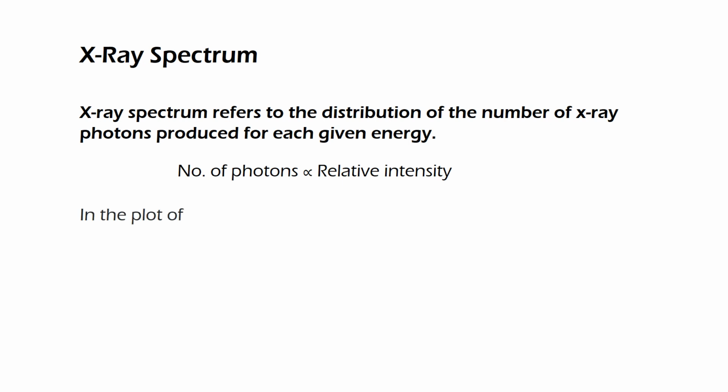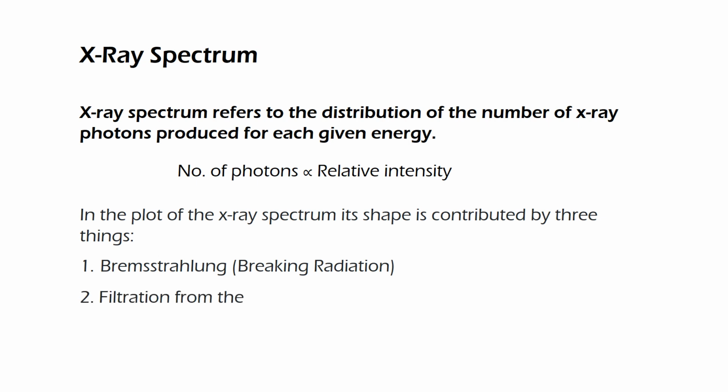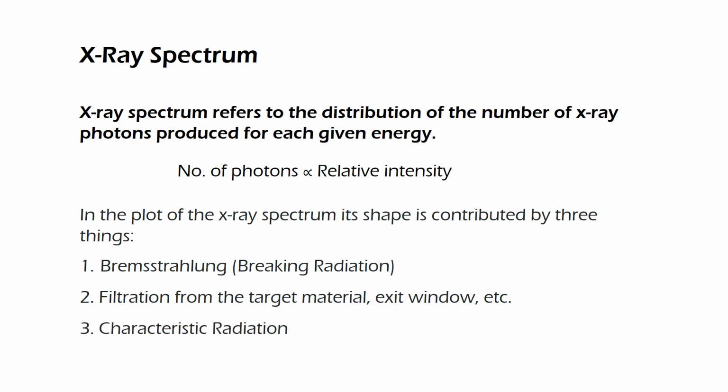In the plot of the X-ray spectrum, its shape is contributed by three things. 1. Bremsstrahlung or braking radiation. 2. Filtration from the target material, exit window, etc. 3. Characteristic radiation. Now let us see how the plot of the X-ray spectrum looks with the contribution of these two radiations and including the filtration. Unfiltered Bremsstrahlung X-ray spectrum.